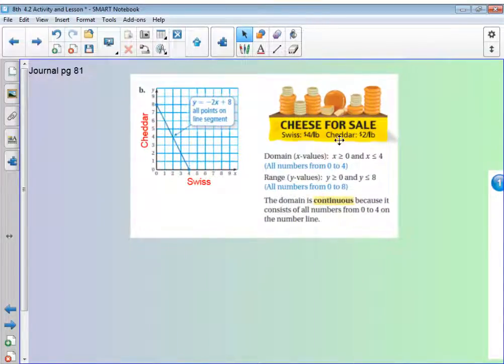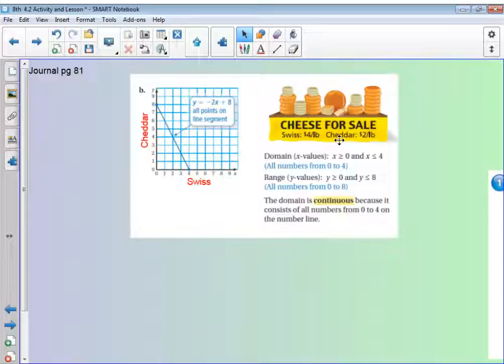So back in chapter 2, we discussed buying cheese. Once again, we went through and spent so much money on this cheese. When we wrote out our equation, this is what we could buy: 8 pounds of cheddar cheese and 0 pounds of Swiss cheese, or we could go all the way out and buy 4 pounds of Swiss cheese and 0 pounds of cheddar cheese, or we could buy anything in between.